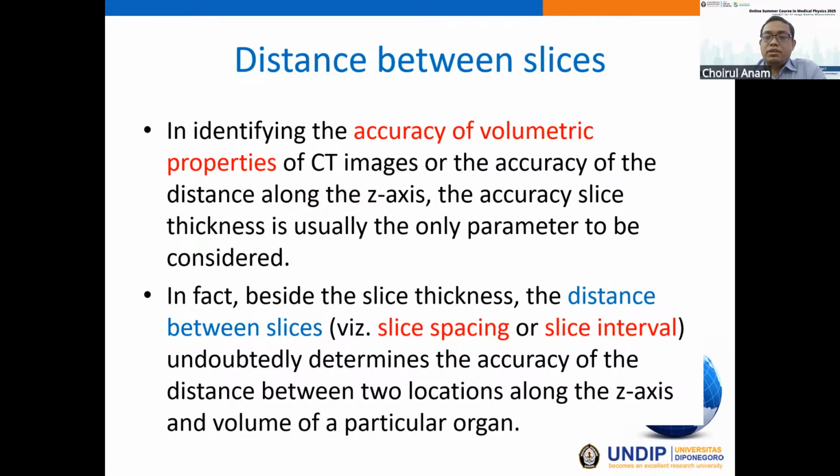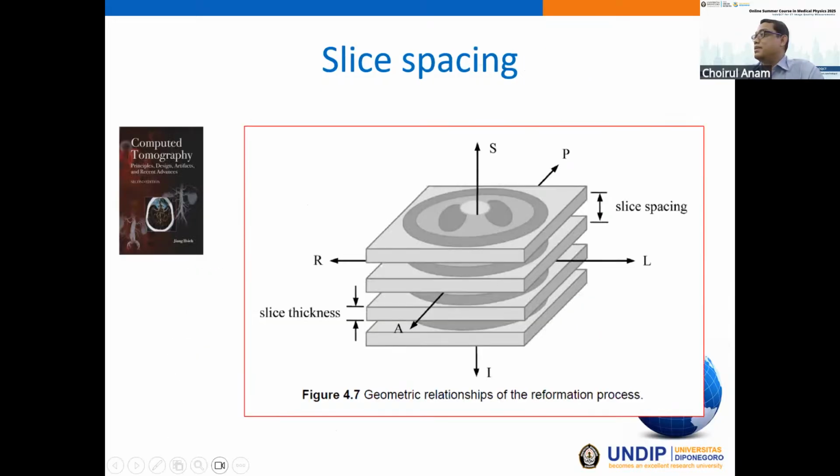I will show you the importance of the distance between slices, or slice spacing. You can see here, in the z-axis, there are two parameters, slice thickness and slice spacing. So we can suppose that accurate volume determination doesn't only depend on slice thickness, but also on the slice spacing. So in my opinion, measurement of slice spacing is as important as slice thickness.